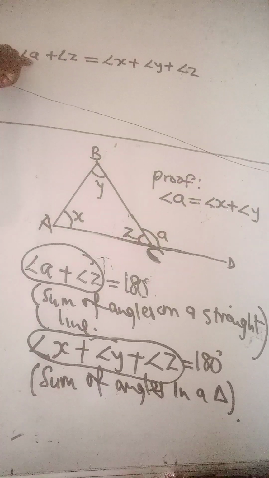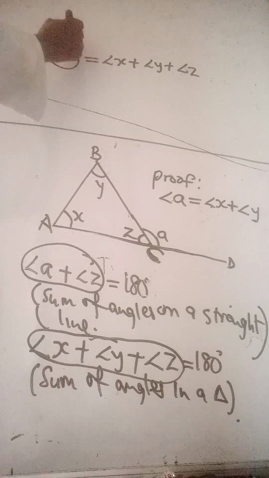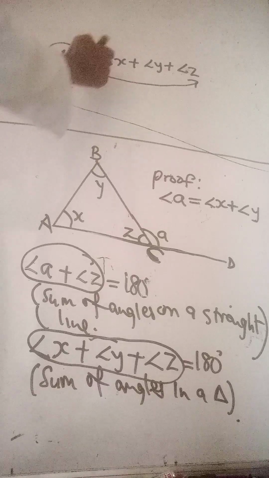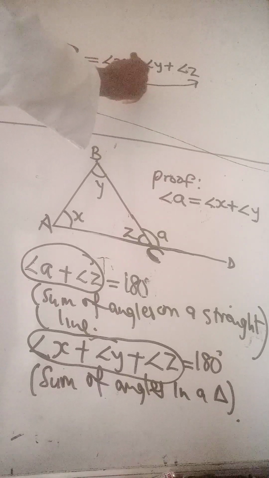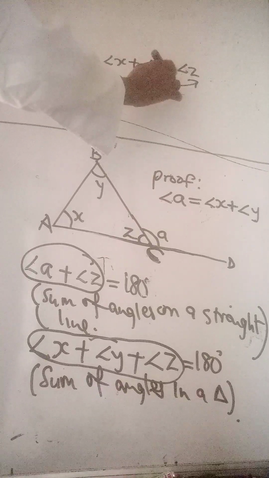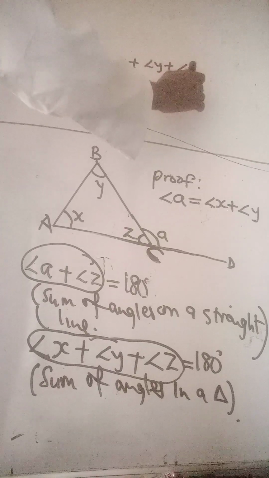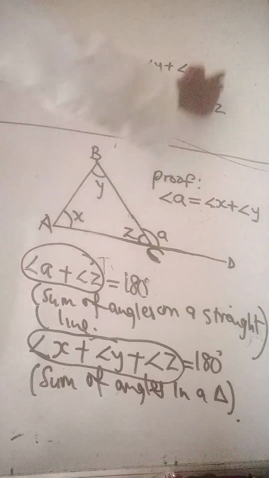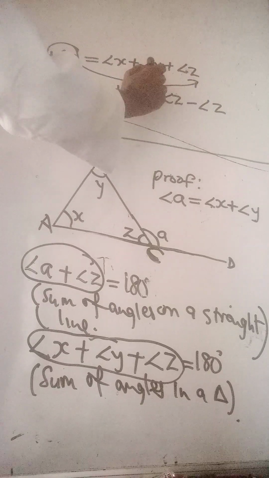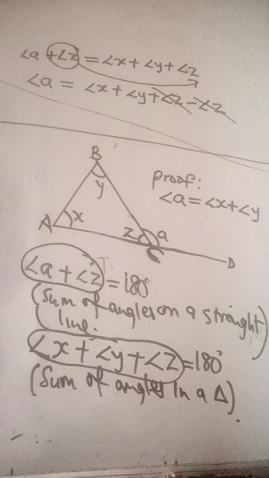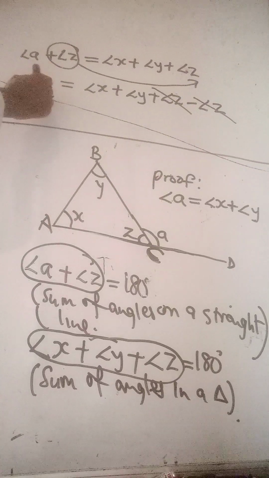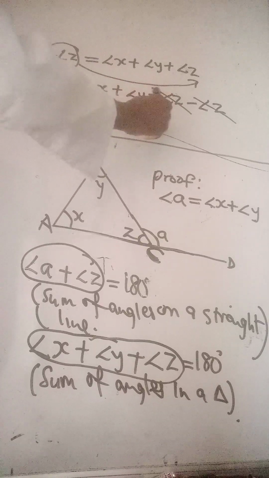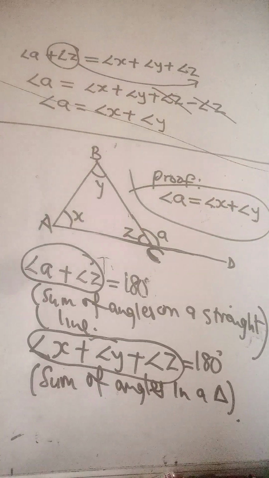Alright, don't forget that we are proving that angle A is equal to the sum of this angle. That means I will make this angle A the subject. So I will bring this one to the other side. So angle A will be left here equals to angle X plus angle Y plus angle Z, then minus angle Z again, because when this plus angle Z comes here, it becomes minus. So angle Z minus angle Z will cancel each other. So what do we have left? Angle A equals to angle X plus angle Y, which is this. So this is our proof.